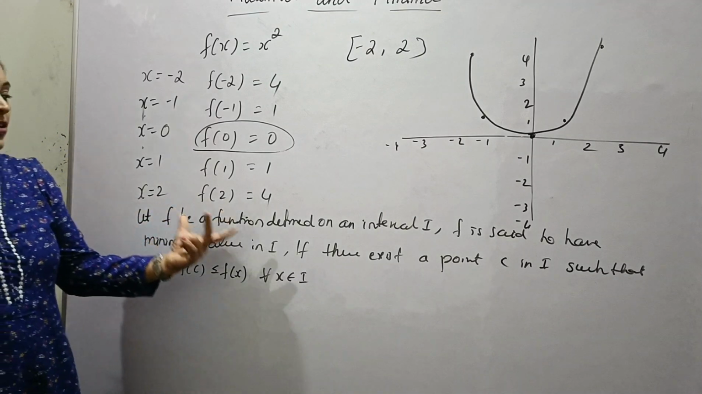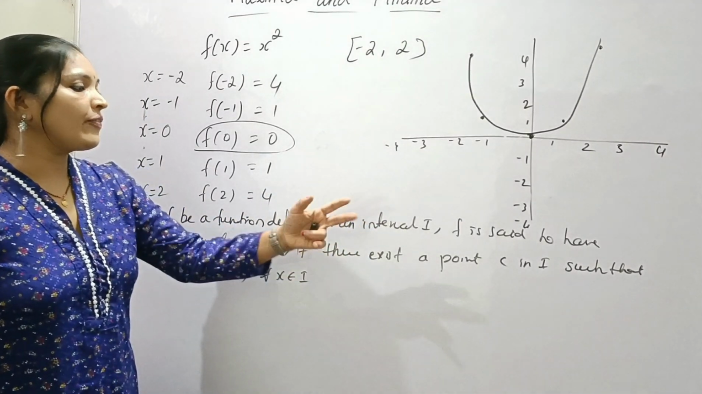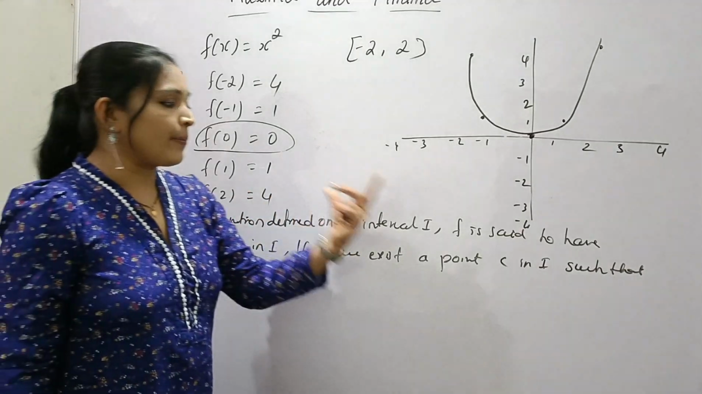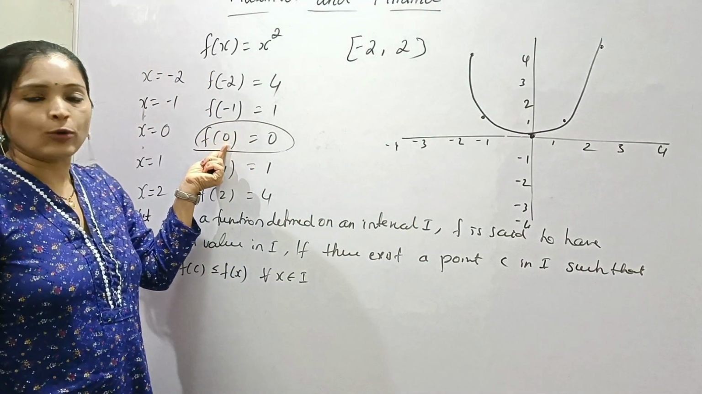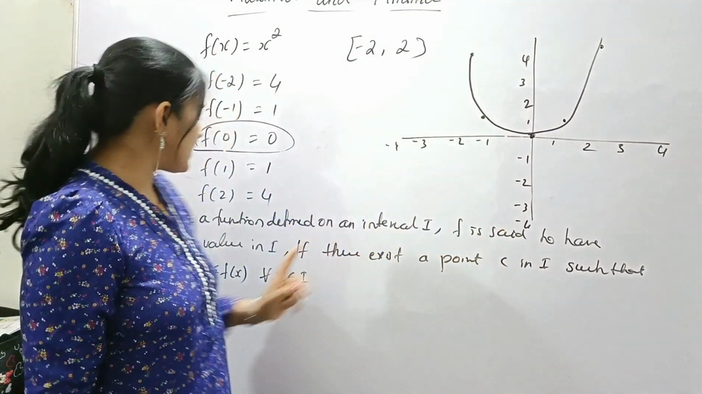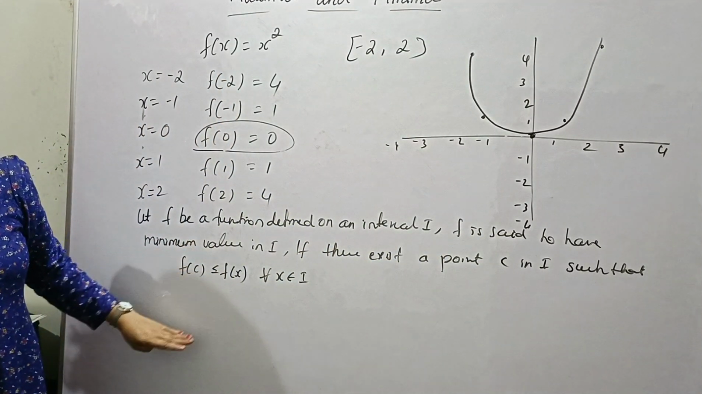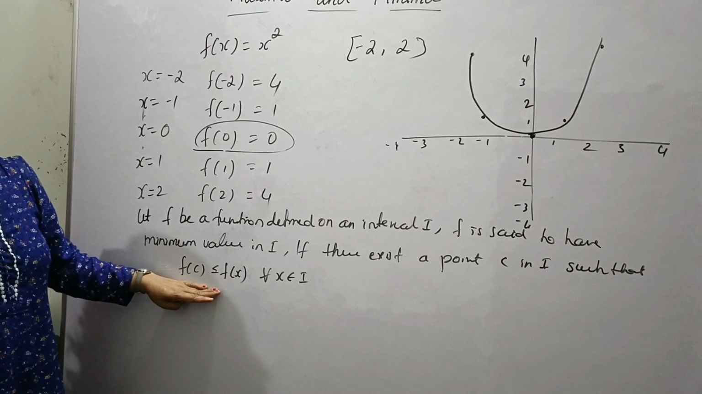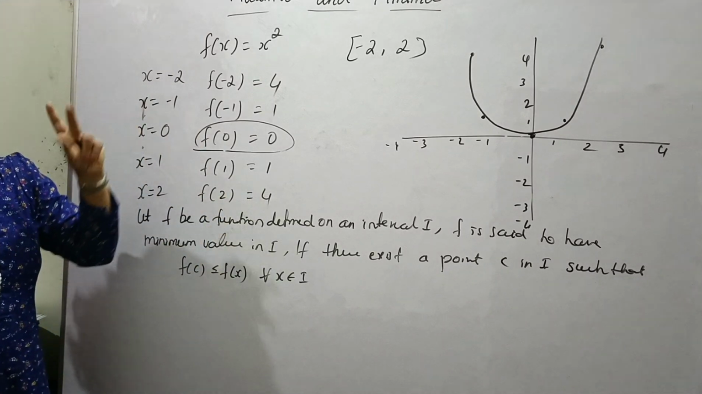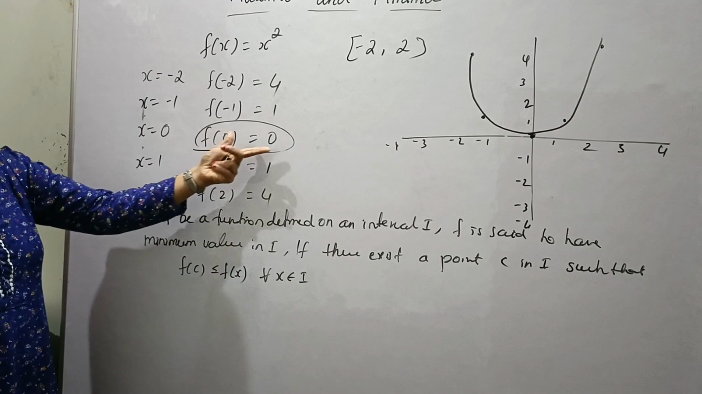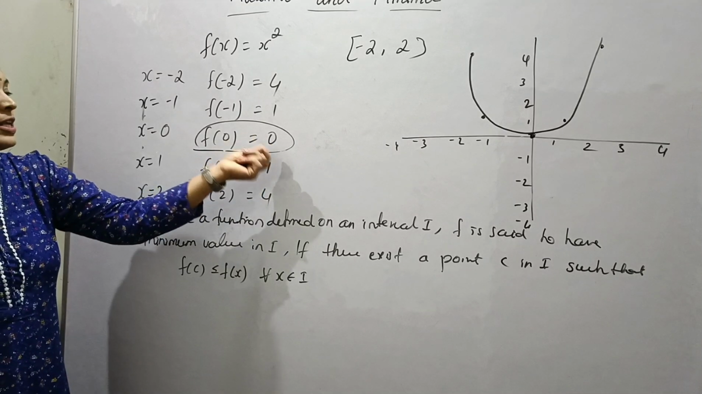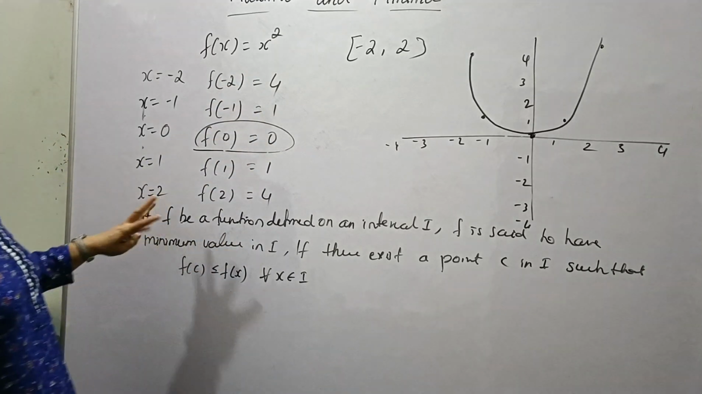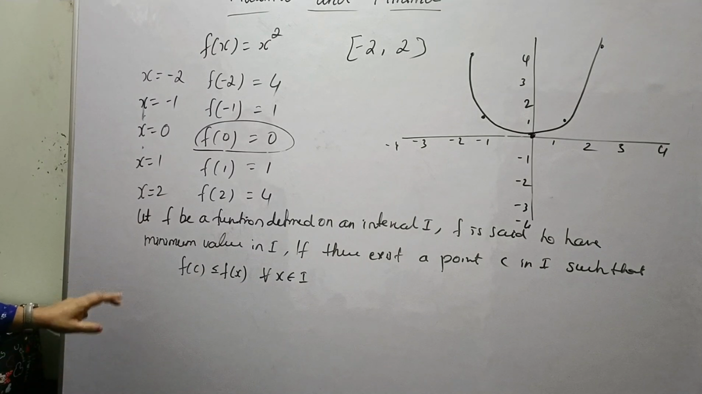That is, f be a function defined on an interval I, f is said to have a minimum value in I if there exists a point, here what is the point? 0, C in I, such that f of C is less than or equal to f of x. See, here f of C is the least value among all the values of the function. See here, 0 is the smallest value among these values. So this is the definition of the minimum value of the function.